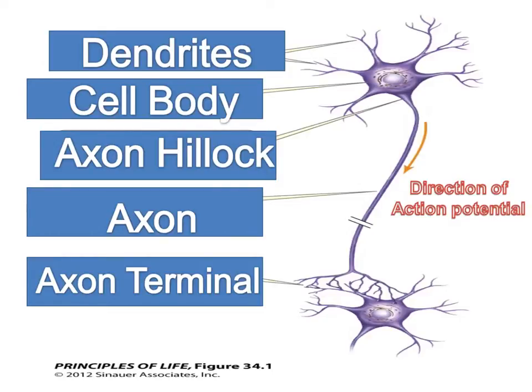The axon hillock is part of the cell body and part of the axon, where the axon is connected to the cell body. That is called the axon hillock. And then please make sure you have the arrow of the direction of the action potential or the nerve impulse. It travels from the cell body of the presynaptic neuron to the postsynaptic cell. So it travels down the axon.